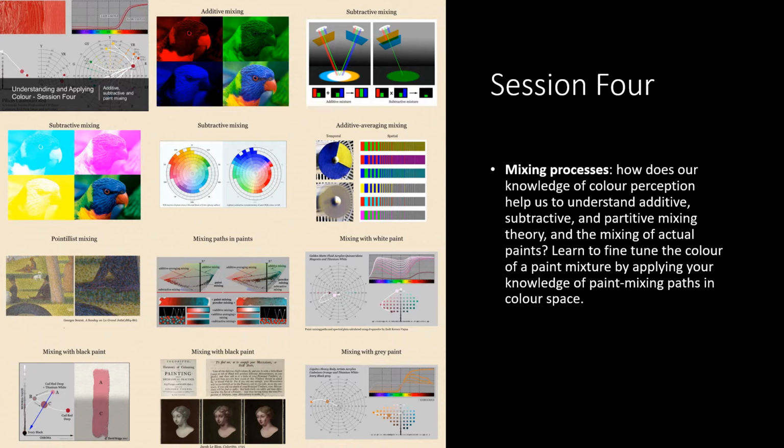In session 4 we look at the various physical mixing processes that are often rather misleadingly called color mixing. So we look at additive mixing, subtractive mixing, and additive averaging mixing. And then the mixing processes in actual paints. What happens when we mix a colored paint with a white paint, or a colored paint with a black paint, or with a gray paint? What happens when we mix different colored paints, and so on? And how we can use this understanding to get the exact paint mixture that we're after quickly and efficiently.